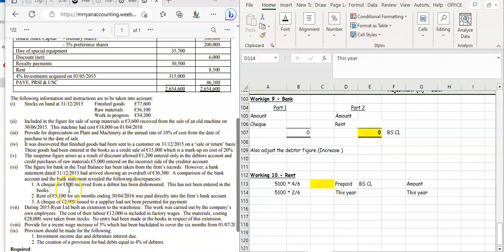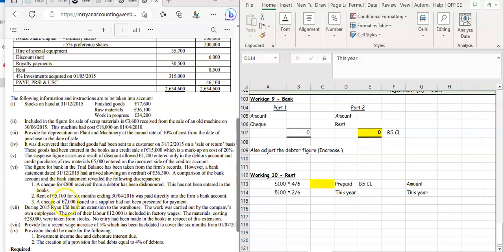So a check for 800 received from a debtor has been dishonoured. So that means that we couldn't cash it in. So it means that we need to increase the bank overdraft by 800 and increase the debtor's amount that they owe us by 800, because this has been dishonoured, it hasn't been paid. So when we went to cash the check, the bank said there's no money there. So that means that there's less money in our bank account, so the bank overdraft goes up, and then there's more money that we're owed by the debtors.